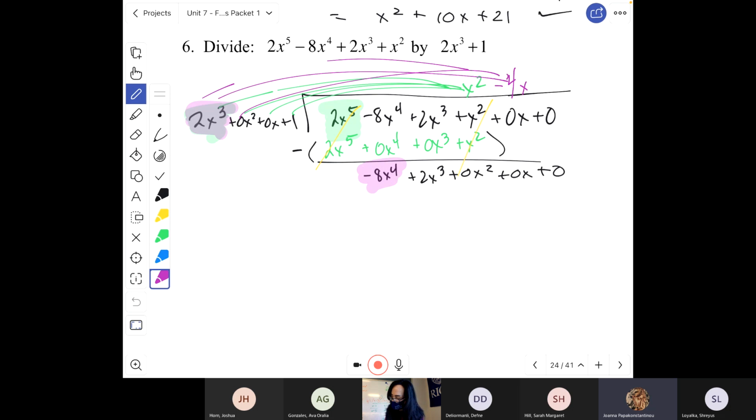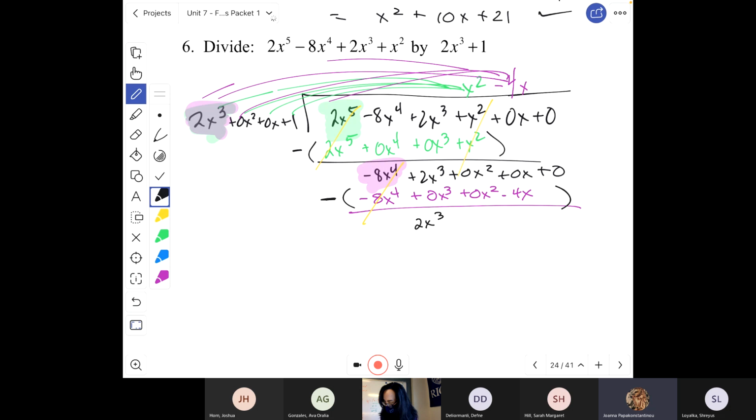So let's now do the multiplication. And what am I going to get? Negative what? Keep going. And again, I'm reminding myself I am subtracting because that subtraction is important. This is gone. What is the next term? Keep going. Plus 0x squared. Plus 4x. Minus a minus becomes plus. And I'm going to bring down that 0.